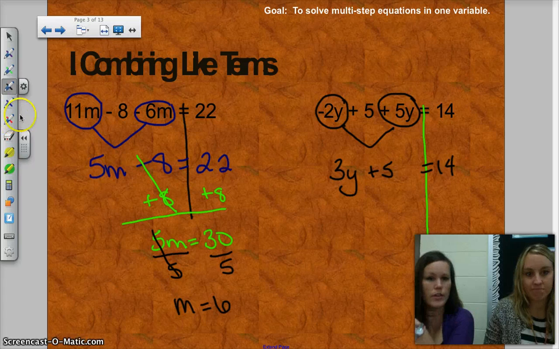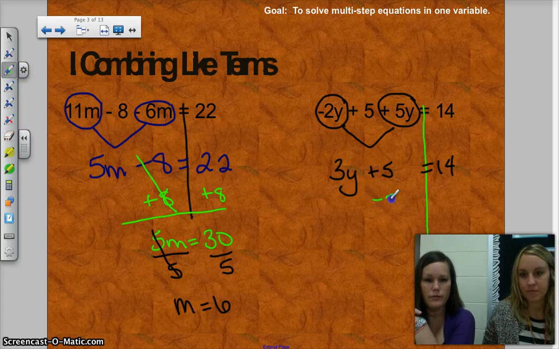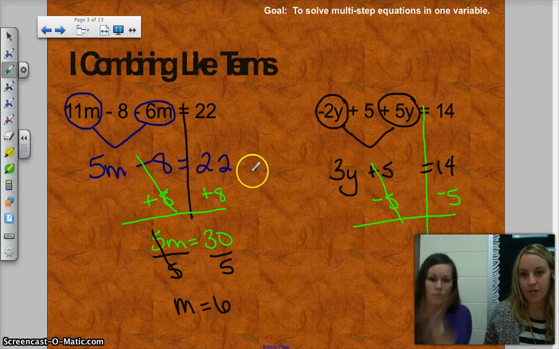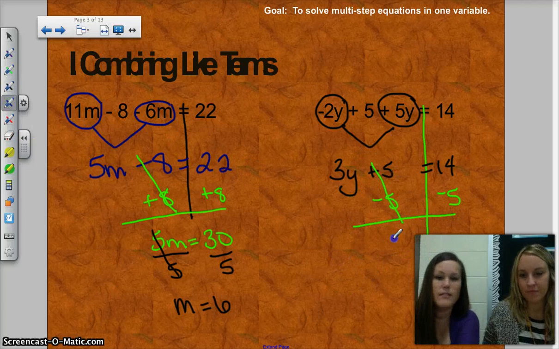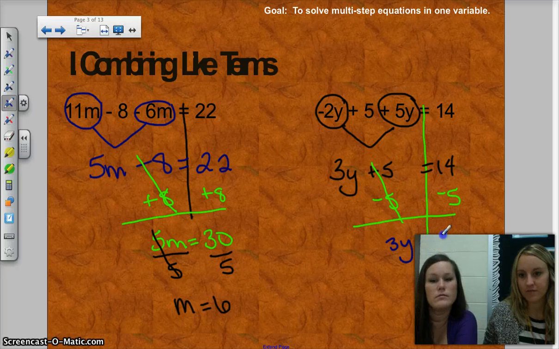Now, same old thing. Minus the 5 on both sides. Bring down the 3y. That was me balancing it. 3y equals, whatever, what's that, 9?